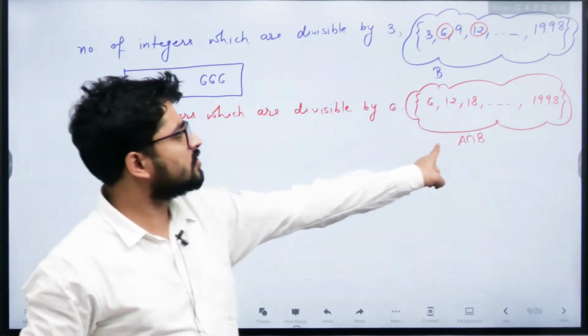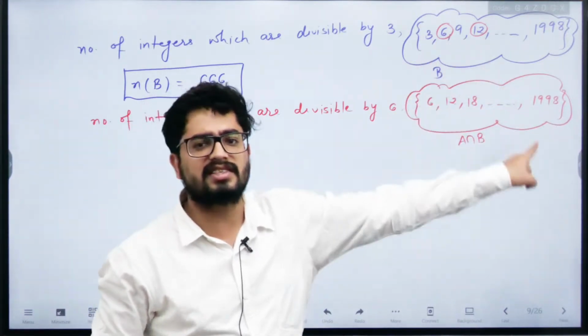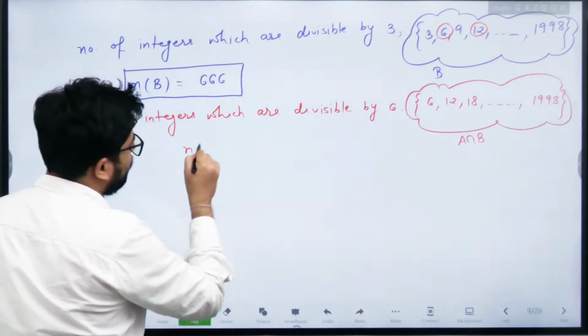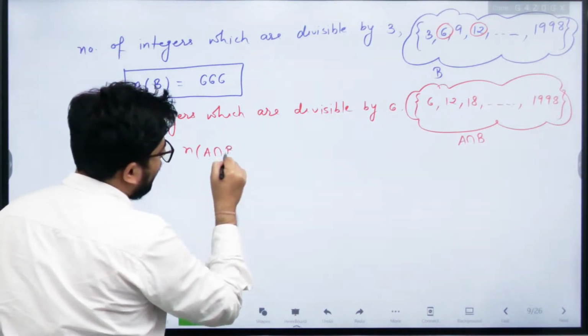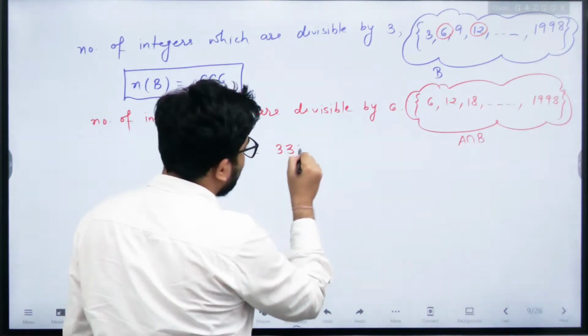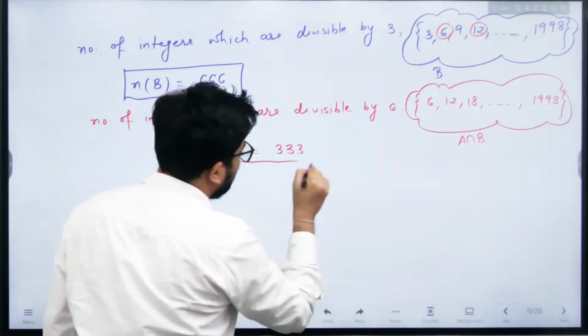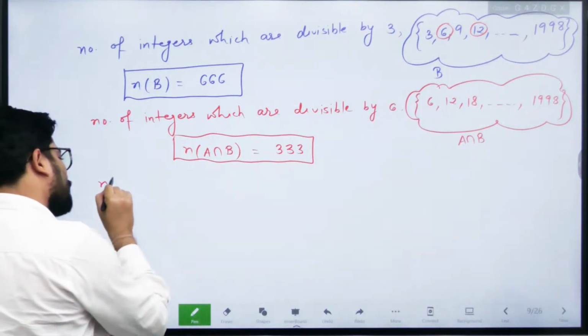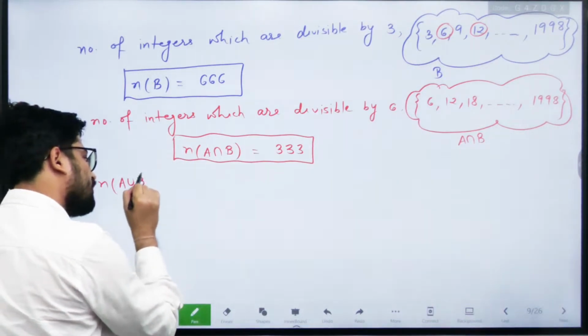Yes or no? This is your A intersection B, the common elements in set A and set B. You have to find the number of elements in A intersection B. That is 333 elements. Now you have to find the number of elements in A union B.